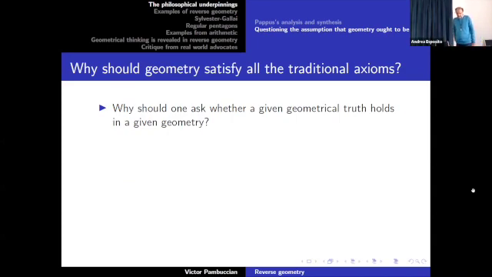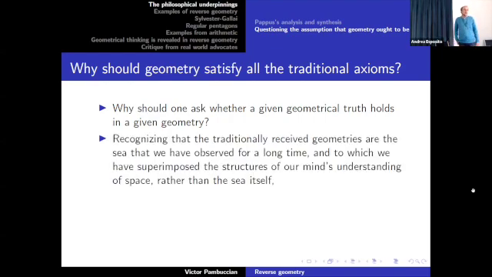So, as I said, this is an apology for doing this. Usually the question is, well, why should we ask whether something we know already to be true, say in Euclidean or some classical geometries, is true under fewer assumptions? So if you think of these geometries as the observed sea, to which we have superimposed the structures of our mind, then we would rather perhaps look at the sea when nobody observes it.